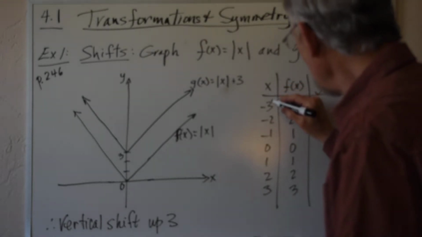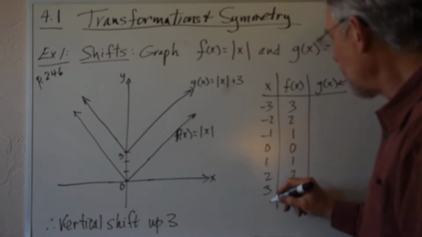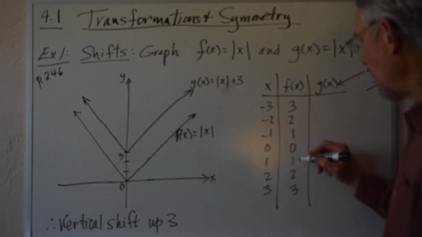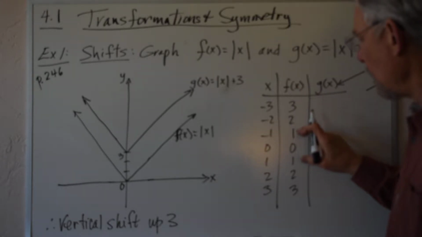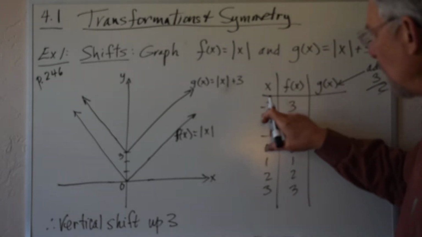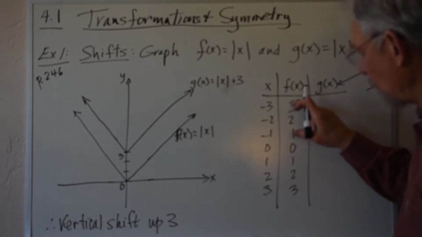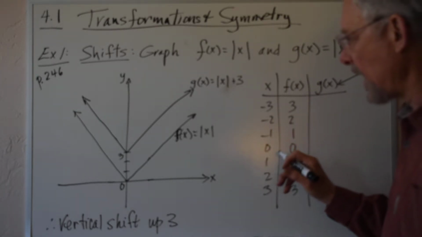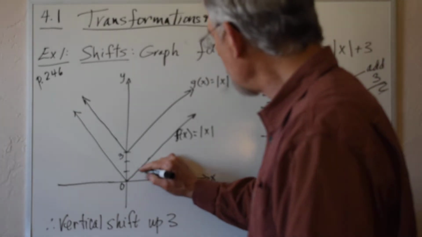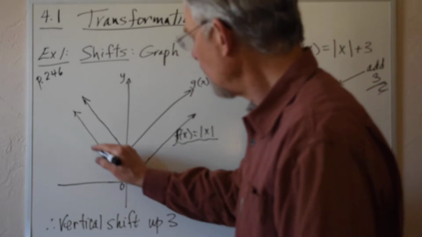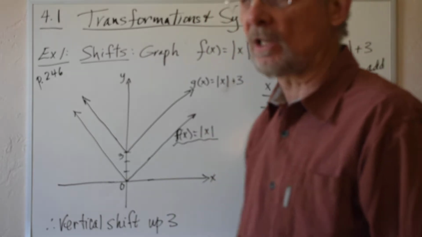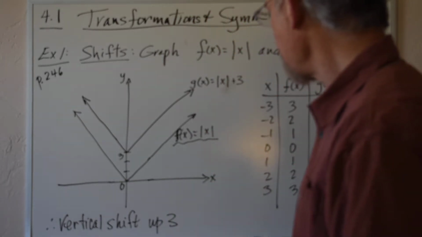If I set up a table and pick some simple x values, of course my f of x column is just going to be the absolute value of these values. In other words, we're going to throw away any negative signs we encounter. And we plot the absolute value function f of x, and it looks like this. That familiar V-shaped curve that we've seen before.